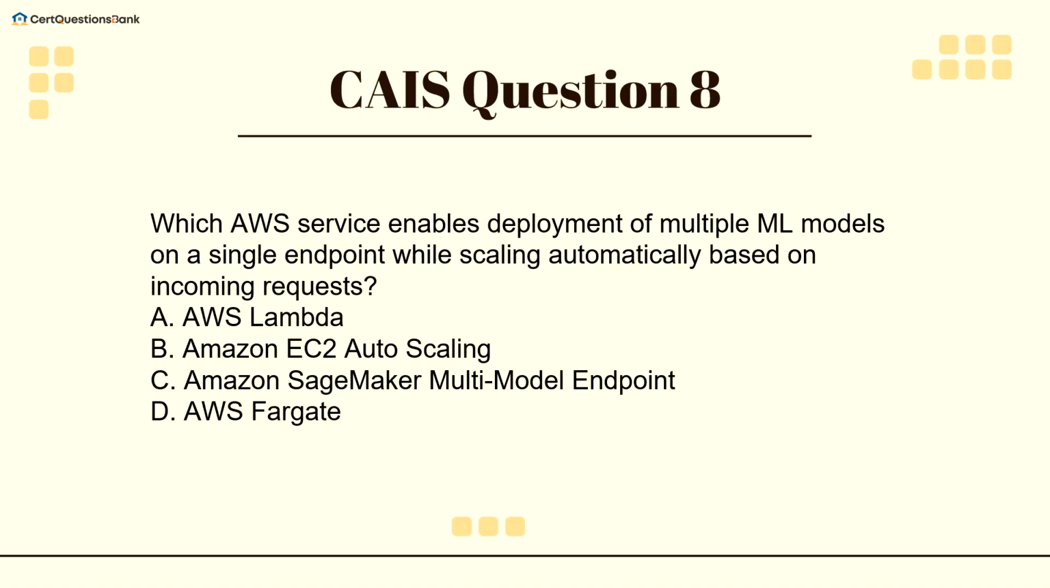Which AWS service enables deployment of multiple ML models on a single endpoint while scaling automatically based on incoming requests? A. AWS Lambda. B. Amazon EC2 Autoscaling. C. Amazon SageMaker Multi-Model Endpoint. D. AWS Fargate.